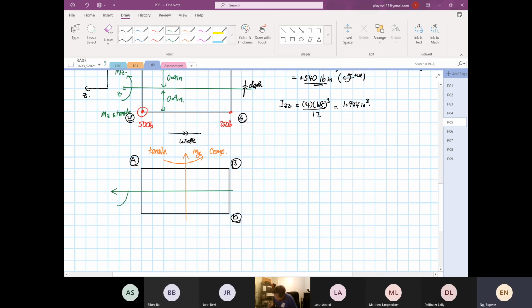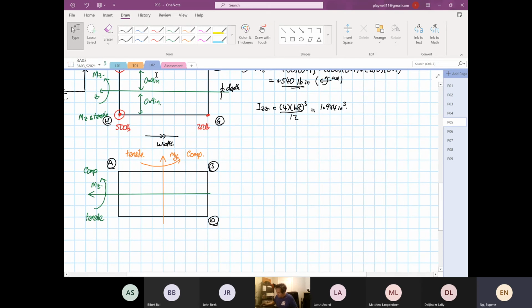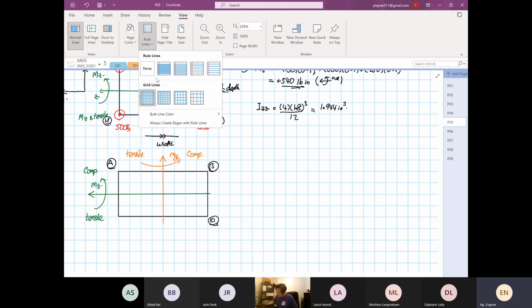Okay, so right-hand rule, this is our MZ. Compression. That is our tensile. Okay, so from here we can find our stresses at A, B, and D, by just looking at this analysis diagram.